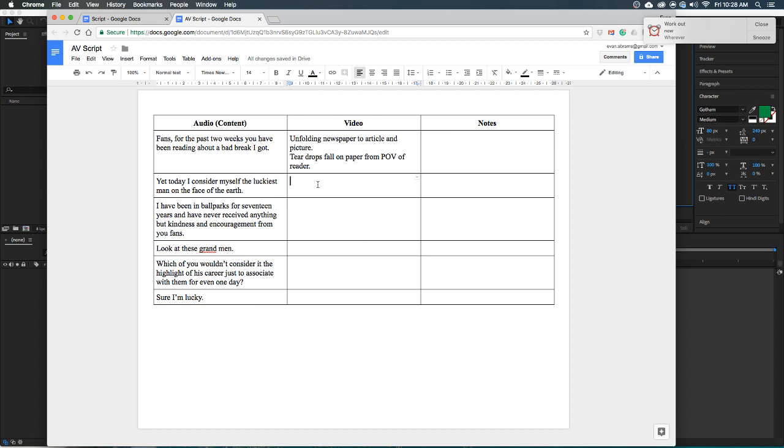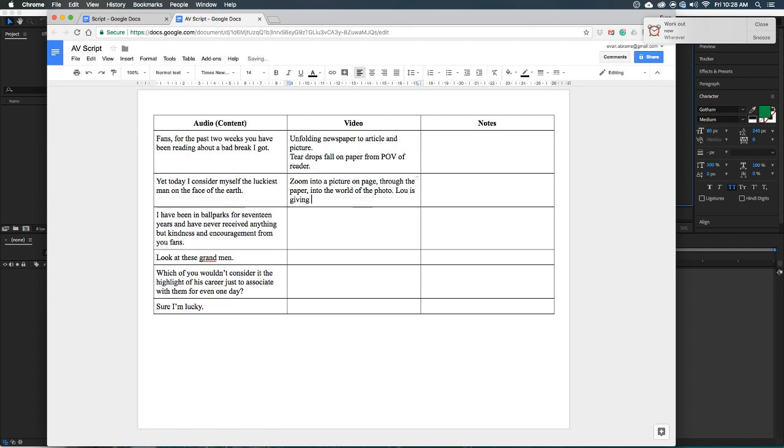All right, and then maybe we zoom into the picture on the page, and we go through the paper into the world of the photo. So the idea is, there's this photo of Lou Gehrig, and then we push the camera through that, and then we're into him giving the speech on the mound. So we're moving from the newspaper into a scene.